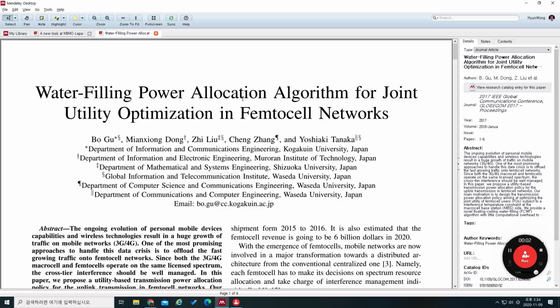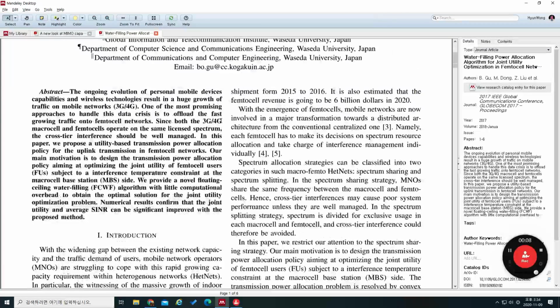Water filling power allocation algorithm for joint utility optimization in femtocell networks.